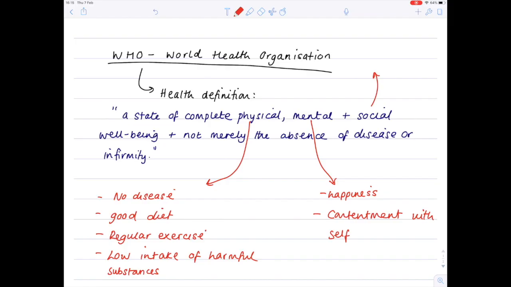What is social well-being? That's to do with your relationships with other people. So we're going to write relationship with other people is good, and that you're comfortable in your surroundings.